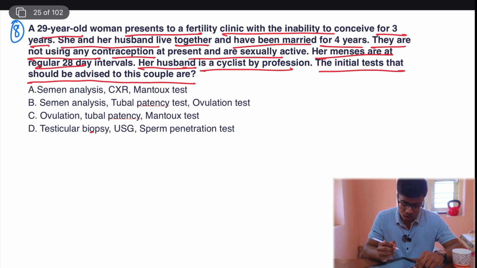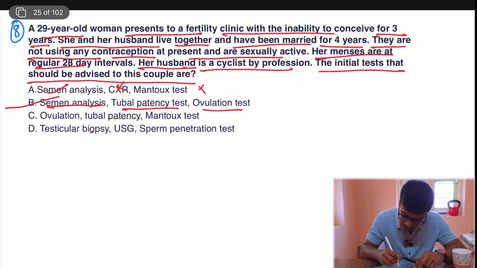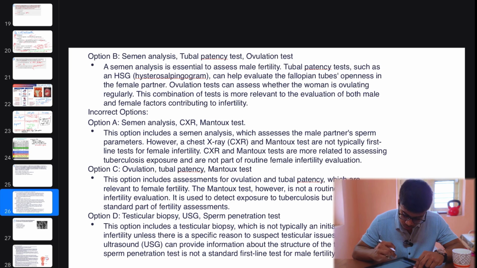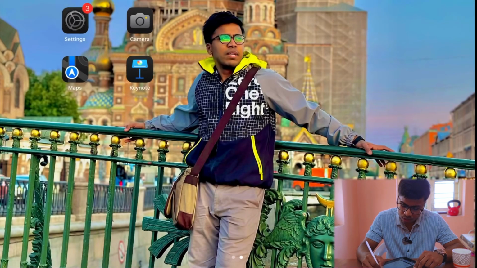So let's read out the options. It's easy, I guess. Semen analysis, yes, we can do. Chest X-ray, no need. Mantoux, no need. Semen analysis, tubal patency, yes. Ovulation test can be done. These are to rule out and rule out. So it's option B. It's very easy, basic. So just read the explanation here and that's enough.